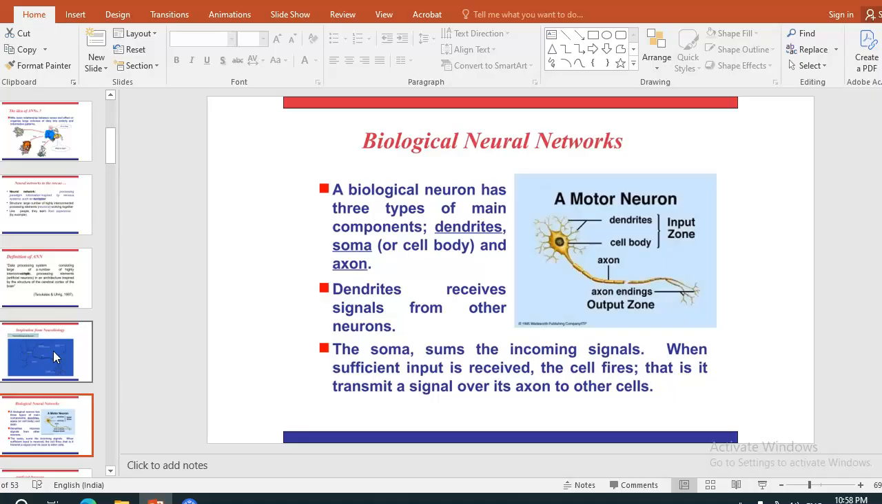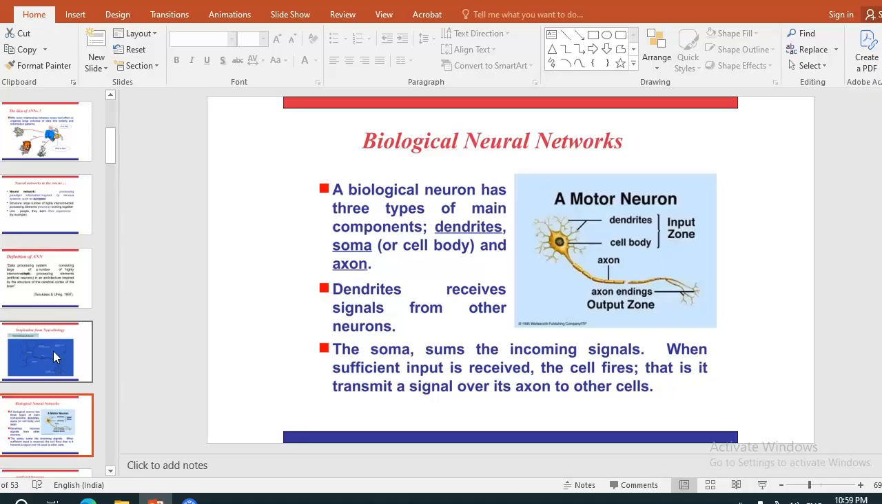There are three types of components: dendrites, soma, and axon. Dendrites act as the input unit. The cell body, otherwise soma, is the processing unit. Then the axon is a large cable-like connecting link which connects one neuron to another neuron. Similarly, see what they are telling in the example. Dendrites receive the signals from other neurons. The soma sums the incoming signals. When sufficient input is received, the cell fires and transmits a signal over its axon to other cells. So this is the normal process happening in biological neural networks.